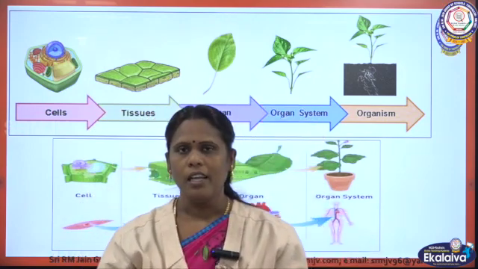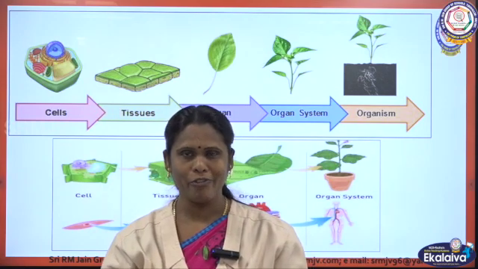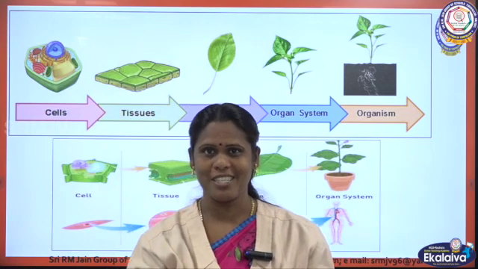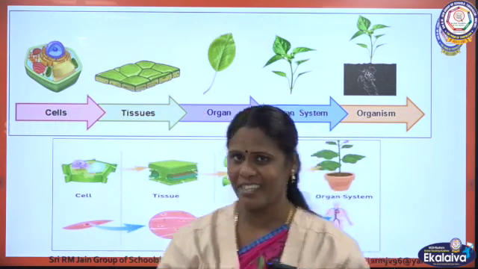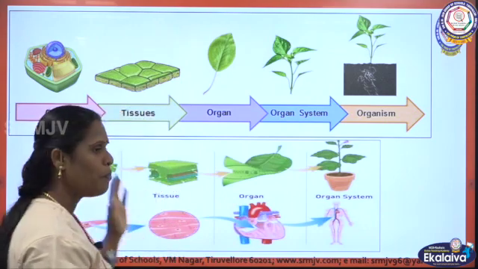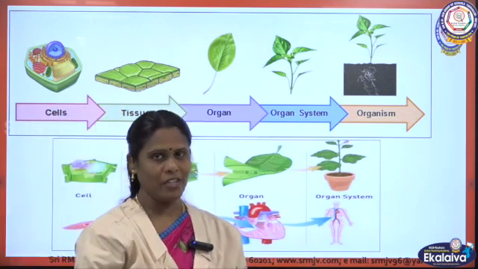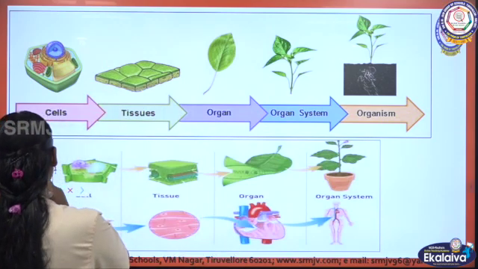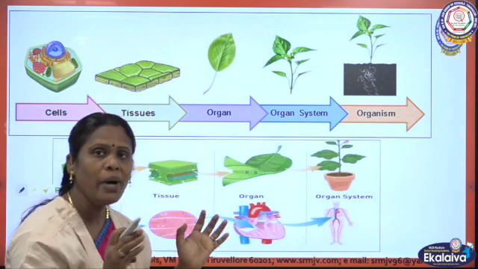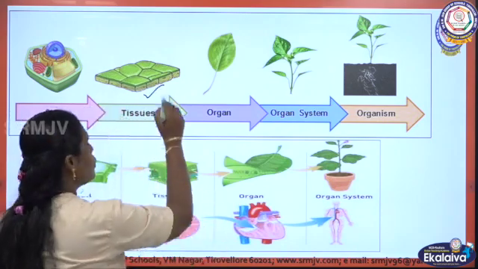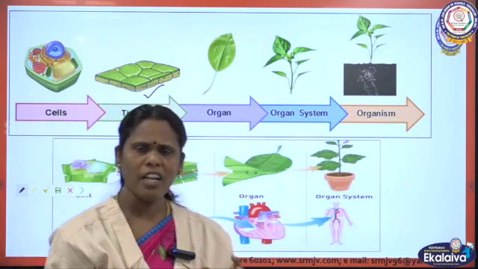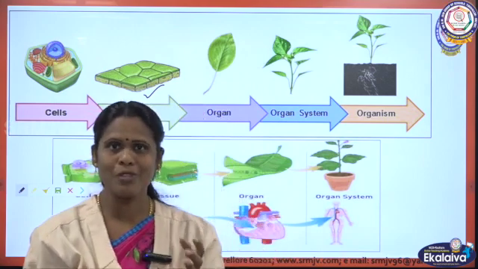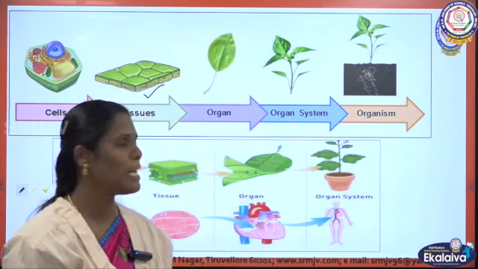You see, living organisms are made up of cells. We learned this in the previous chapter, Things Around Us. I hope you can remember that, right? Here, see, living things are made up of cells. The group of cells combine together to form tissue. What are the tissues present in the plant? Xylem and phloem are the tissues present in the plant, right?